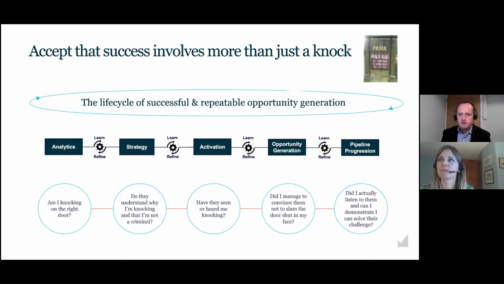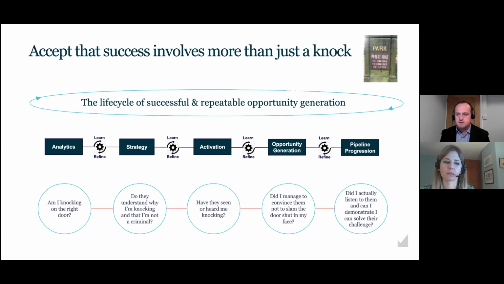The start point for all successful demand generation, in my opinion, is the data and the analytics. The idea of, am I knocking on the right door? Absolutely critical, because that gives you the focus and the confidence to start the outreach. Moving into strategy: do they understand why I'm knocking on that door, and that I'm not a criminal? Absolutely critical as well. Having that credibility around why we're having the conversation and why we've chosen you, this particular organization, is going to be a major factor on whether or not the campaign objectives are met towards the end of the project.